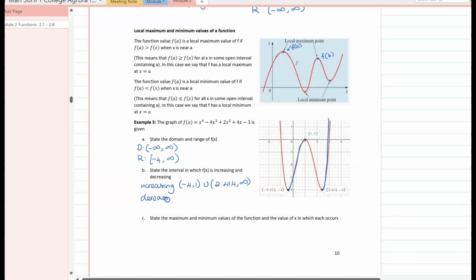Decreasing. So for decreasing, we're looking at this portion, negative infinity to negative 0.414. We're talking about the x values in here. So decreasing from negative infinity to negative 0.414, union from 1 to 2.414.